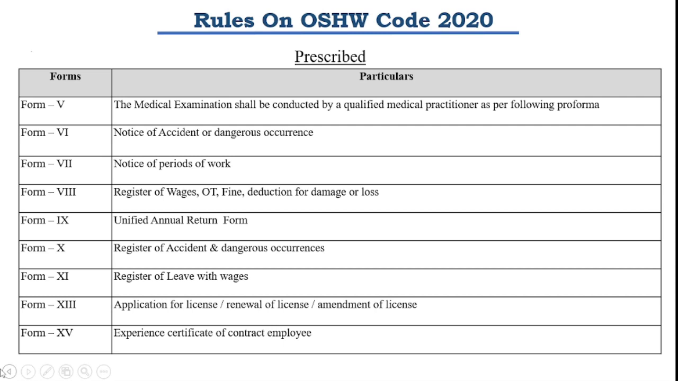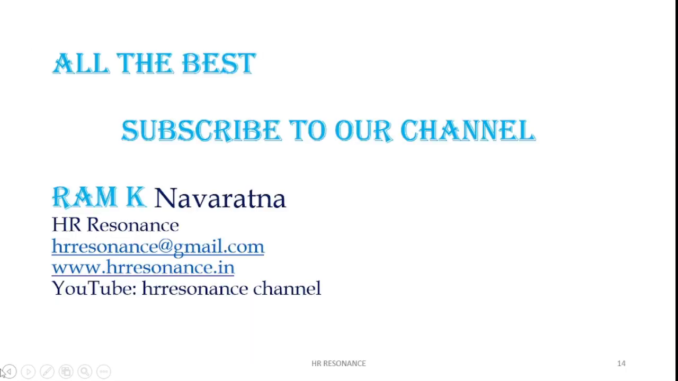Form 11, register of leave with wages. Form 13, application for license, renewal of license, amendment of license, experience certificate of contract employees, etc. The forms go like that. You, as a compliance person, go through the code and follow it appropriately. Well, my dear friends, this is the innate gist.